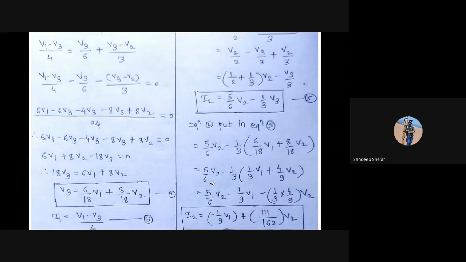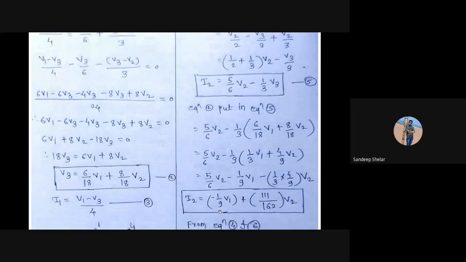Now the next equation is 5 by 6 V2 minus 1 upon 3 into bracket 6 upon 18, that is 1 by 3 into V1 plus 4 upon 9 V2. Then it is equal to 5 upon 6 V2 minus 1 upon 9 V1 minus 1 by 3 into 4 upon 9 V2. Then I2 is equal to minus 1 upon 9 V1 plus, solving this equation, 111 upon 162 into V2.